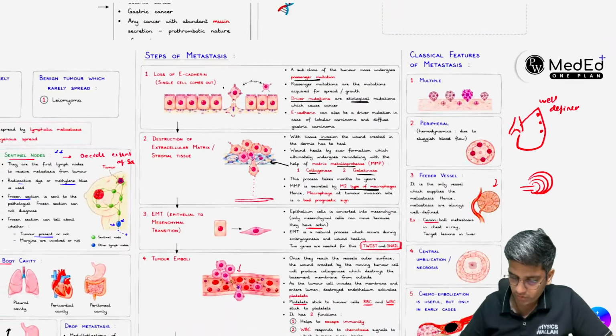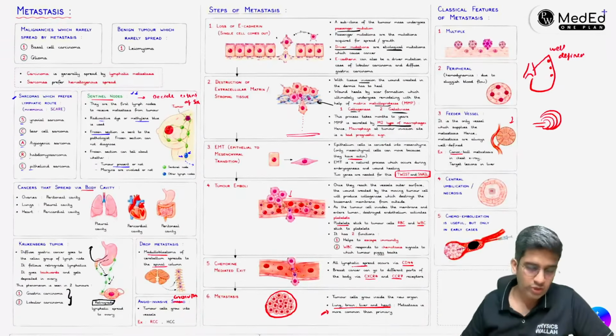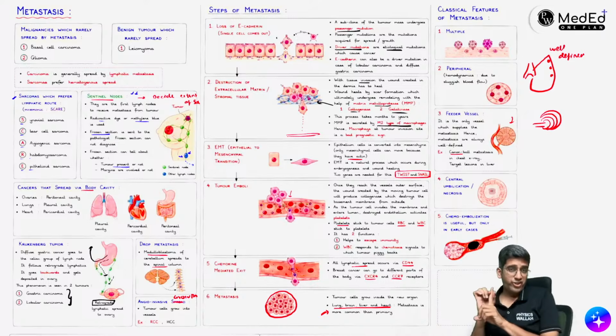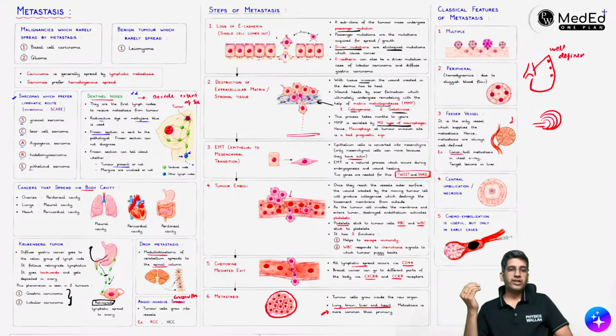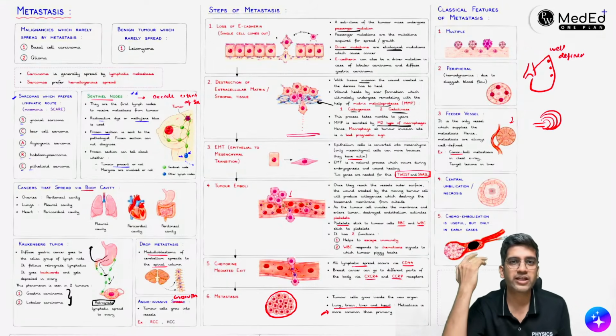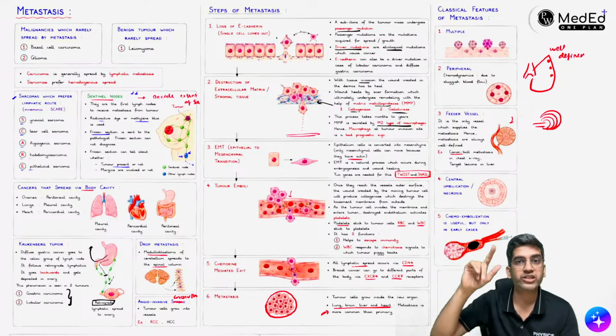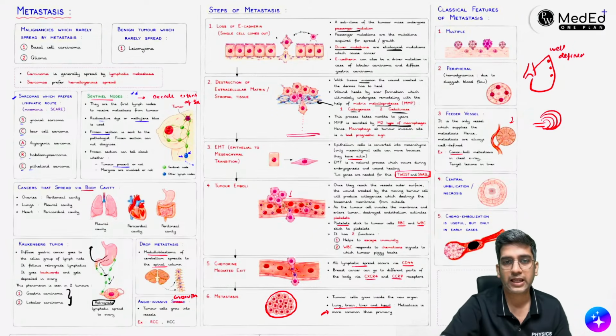Okay. I'll zoom out. Any doubt, do let me know. We know about the definition. We know about the exceptions. We know about the routes of spread. We know about the steps of metastasis. Everything put together can come in a long answer, but I would expect it to be short answer generally about the steps of metastasis alone. Any doubt? Let me know.